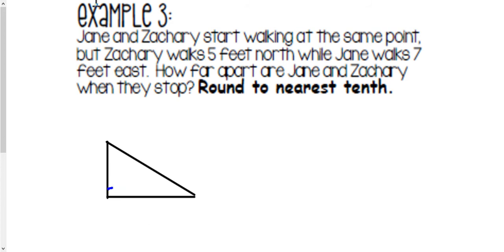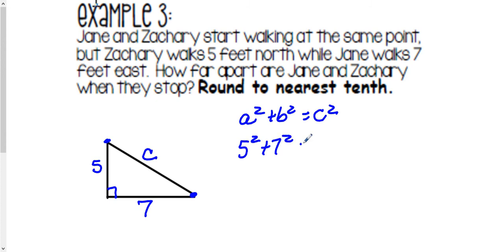So here's our right angle, and Zach walked 5 feet north, and Jane walked 7 feet east. So we need to find the distance they are, because now Jane's here and Zach's here, so how far apart are they? So we need to determine the hypotenuse, so we need to say a squared plus b squared is equal to c squared. 5 squared plus 7 squared is equal to c squared.